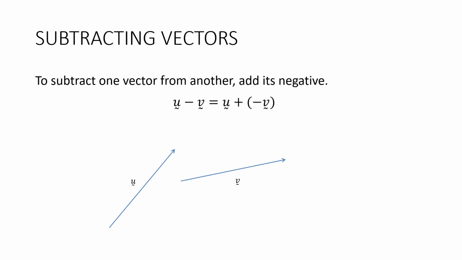If we want to subtract one vector from another, we add its negative. So here I've got the vectors u and v. We're going to take the negative of v, so turn it around, and then apply it at the end of vector u. Combined displacement is that red vector there, u minus v.